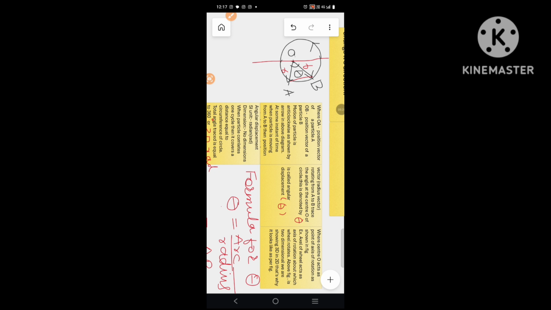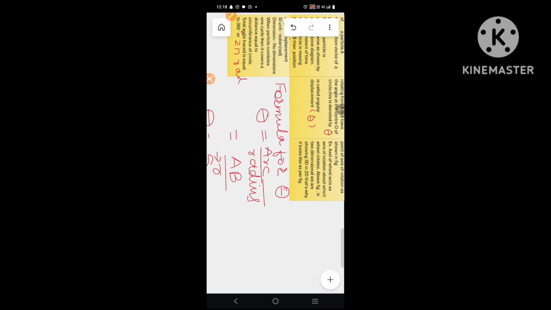It is denoted by the angle theta. That theta is called the angular displacement. The angular displacement is the angle traced by the rotating radius vector or position vector during the motion of the particle along the circumference of the circle, at the center of the circle. It is denoted by theta. Its SI unit is the radian. It has no dimension.